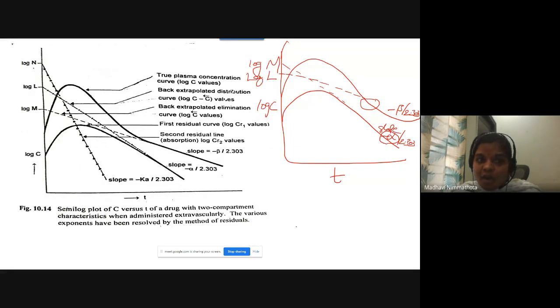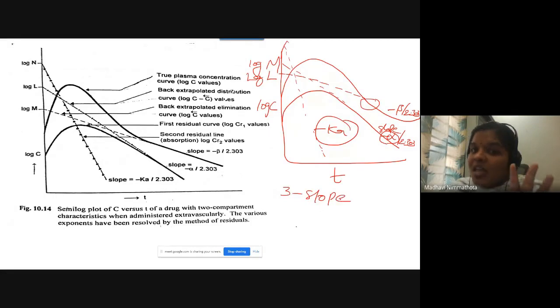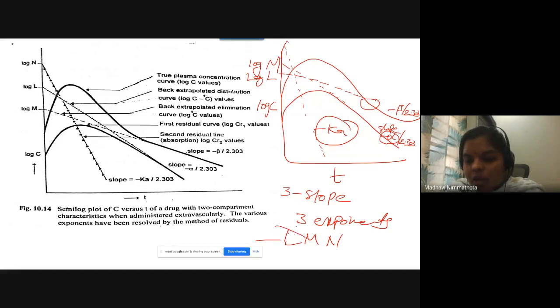Then how will you get the log N value? Same like yesterday's graph, the method of residuals. I already explained one graph. When you extrapolate the graph from the y-axis to the x-axis, you can get a slope Ka. This is the absorption rate constant. Only one thing you have to remember here: we need to get three slopes. Why? Because here we are using three exponentials. These exponential constants are L, M and N. So log L, log M, log N.